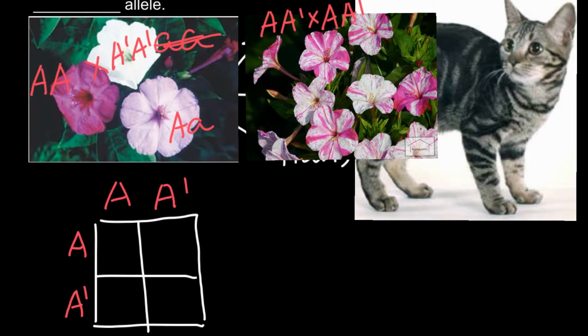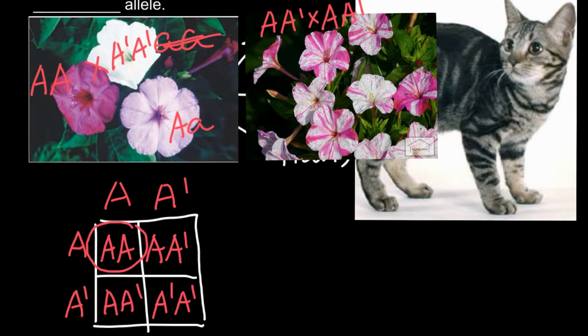So here we would get capital A, capital A, capital A prime, capital A prime here, and capital A prime here. So basically, what does it mean? That means that this genotype would result in this phenotype. These two genotypes, which are the same, would result in this phenotype.